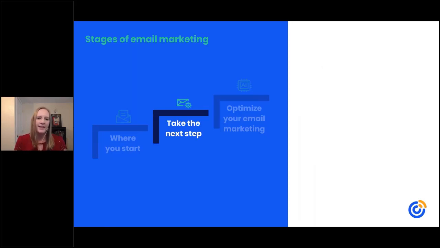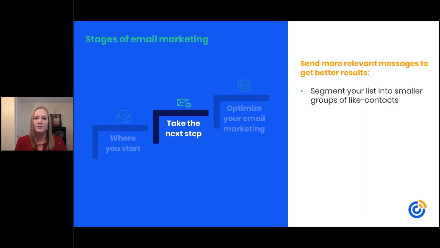Now, once you're ready to take that next step and really improve your results, it's important to note that the frequency might actually change a little bit as you start doing some of the things in this stage as well. This is where you want to start segmenting your list to send targeted, relevant information and even automating some emails that help to save you time, and that's going to be awesome for you.